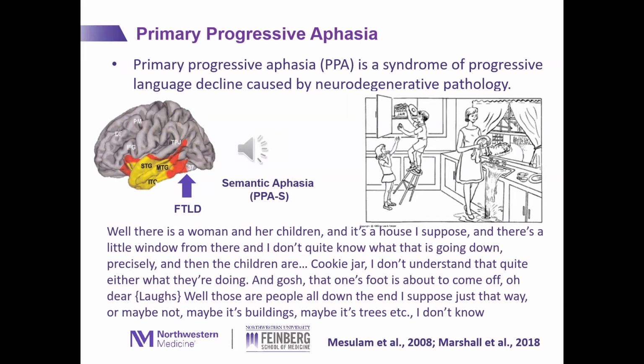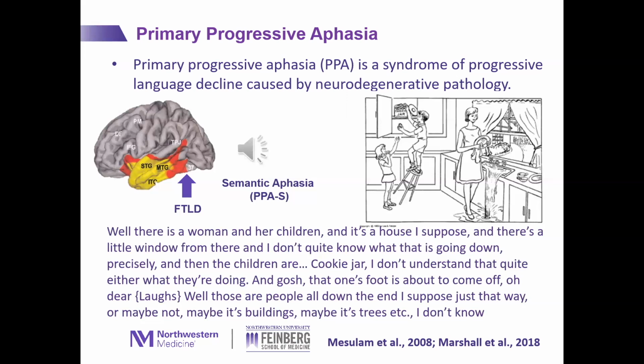Oh. Well, there was a woman and her children, and it's a house, I suppose, and there's a little window from there, and I don't quite know what that is going down precisely. And then the children are Cooney jar. I don't understand that quite either, what they're doing. And gosh, that one's foot is about to come off. Oh dear. That's very good. And what's happening over this side of the picture? Is anything going on out here? Well, there's a people all down the end, I suppose. Just that way, or maybe not. Maybe it's buildings, maybe it's trees, etc. I don't know.